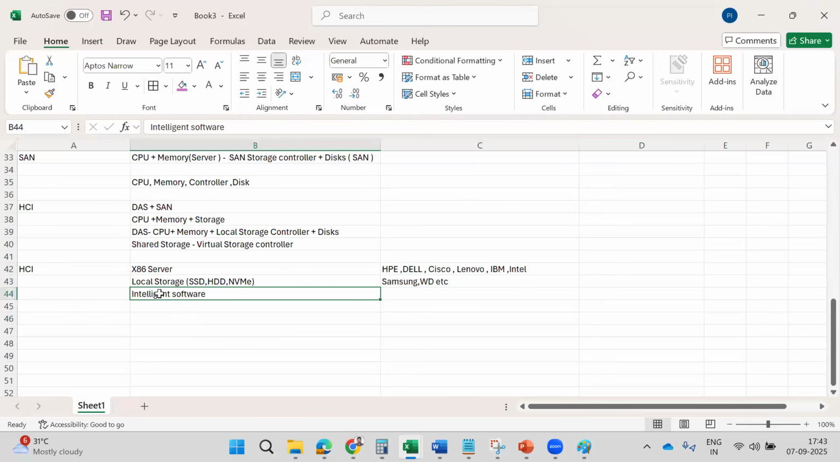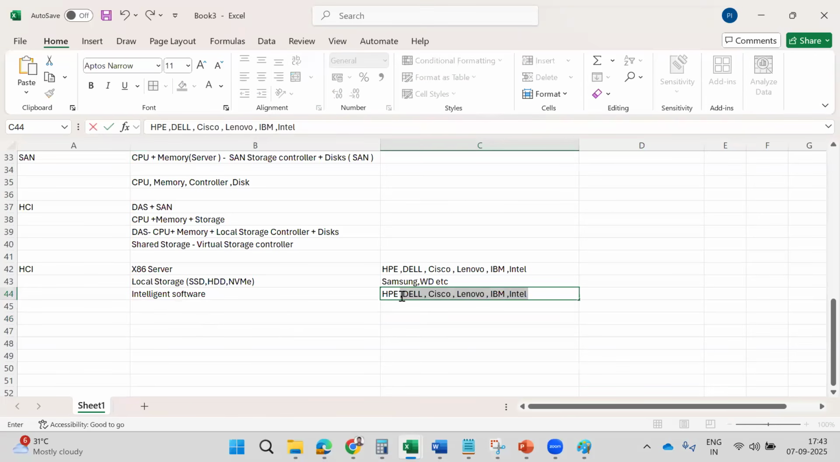Most of the companies, or every company in the HCI market, design or develop an intelligent software. So now HP SimpliVity, Dell VxRail, Cisco HyperFlex, which is no more, but still I include. Okay. Then VMware vSAN. And then finally we have Nutanix.